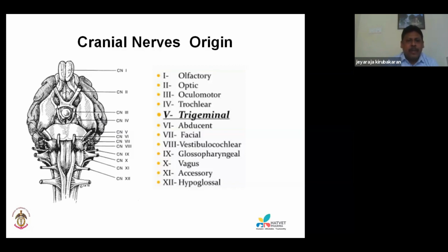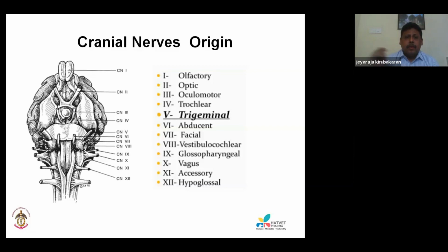And most of them, except for 1 and 2, all the other cranial nerves come out from the brainstem, that is from 3 to 12. So with any brainstem lesion, you expect cranial nerve deficits. If it is the medulla area, most of the cranial nerves, starting from cranial nerve 6 to 12, originate from there. So naturally you should have some cranial nerve lesions there.